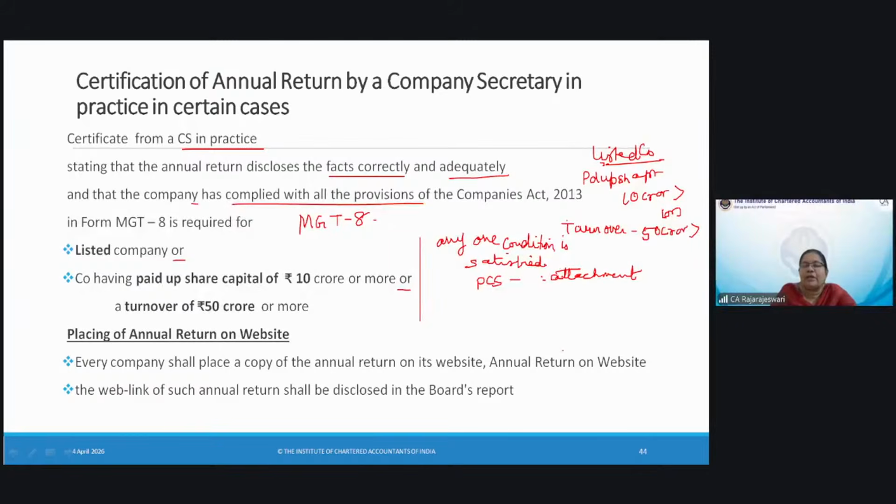And you also have to place that on the company's website. Each company will have a website, and the web link should be disclosed in the board's report. That should also be disclosed, where they can get access to the company's annual return. Because the CS has given the certificate, the shareholder may like to see that certificate. So if you give him the web link, he will go there and he can see the certificate. That is the concept there.